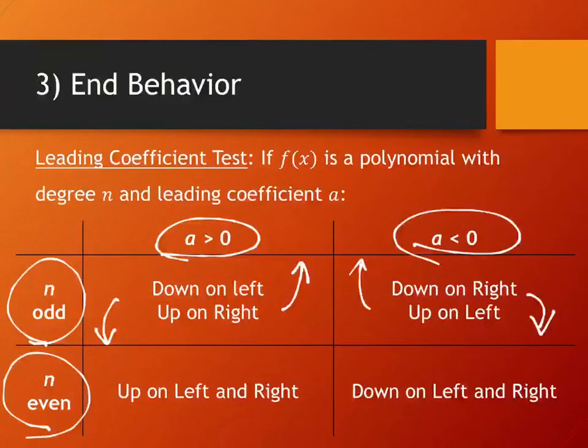If graphs are even, you want to keep in mind things like your x squared graph, parabolas. Both ends point either up or both ends point down. If it's positive, both ends point up. If it's negative, both ends point down.